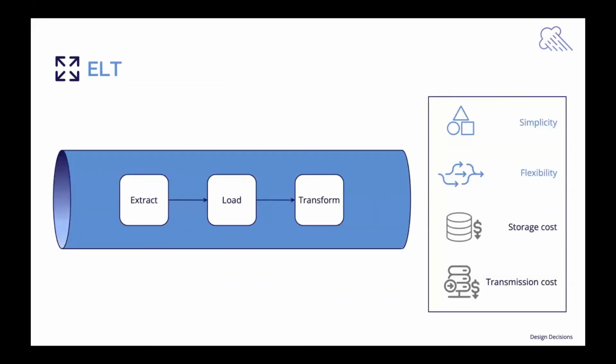ELT is the current industry standard. With ELT, we load all the raw data into storage before making any changes to that data. Benefits to this approach include simplicity and flexibility. Because all the data is stored together, all transformations can be done in one place. And since you hang on to all the raw data, you're free to run further analyses and change the data's final form at any point in the future.